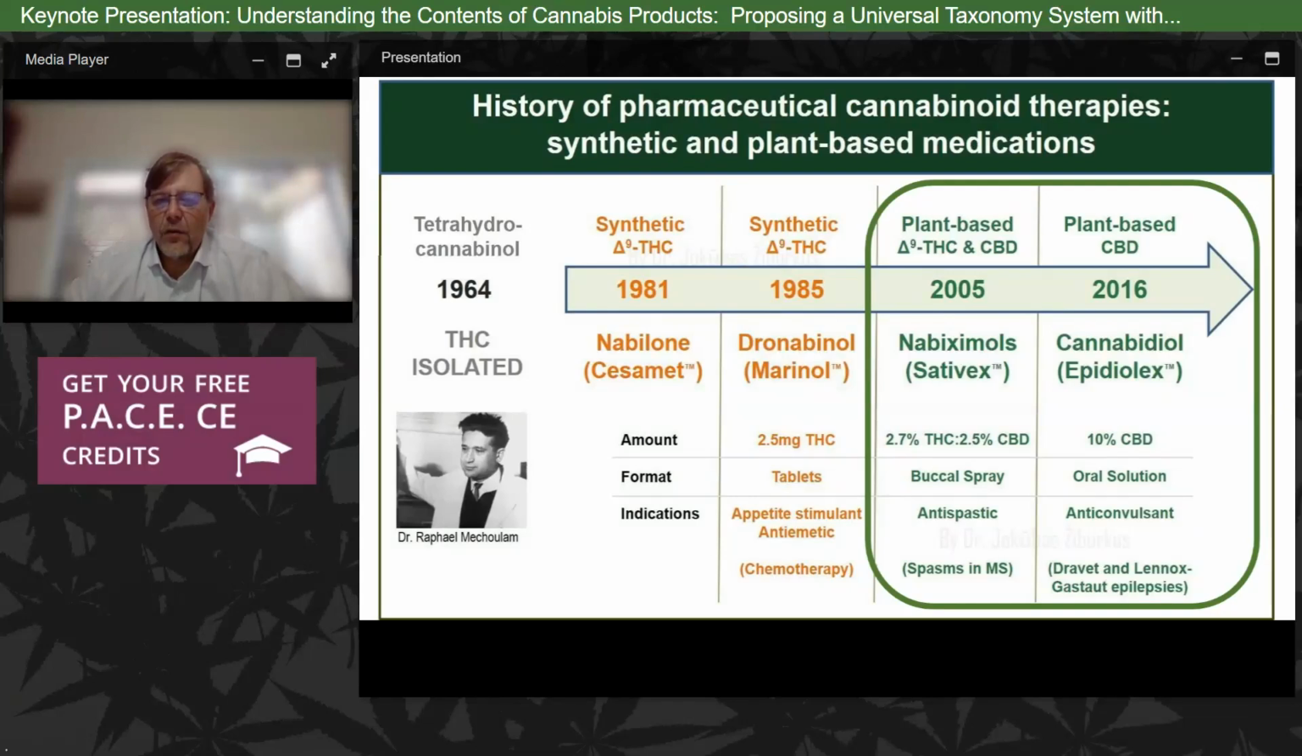Only in 1981 was there a synthetic delta-9 THC tablet, nabilone, and in 1985, another synthetic delta-9 THC tablet, dronabinol, containing 2.5 milligrams of THC. It's used as an appetite stimulant and antiemetic, typically in terminally ill patients or patients undergoing chemotherapy. This was not an original idea by the pharmaceutical companies. What pharmaceutical companies observed is that in the 1970s, there was significant development and innovation going on in cannabis.